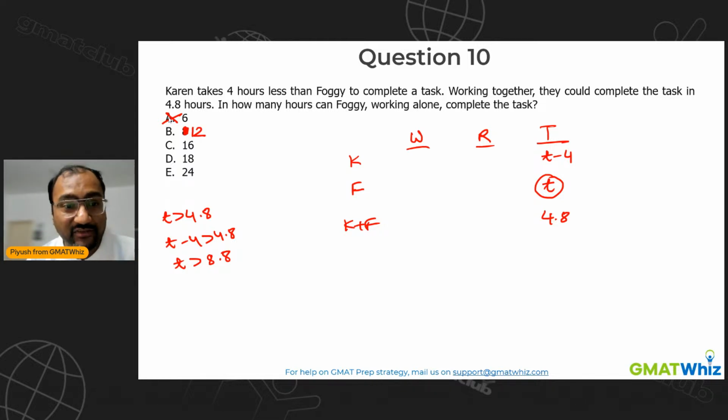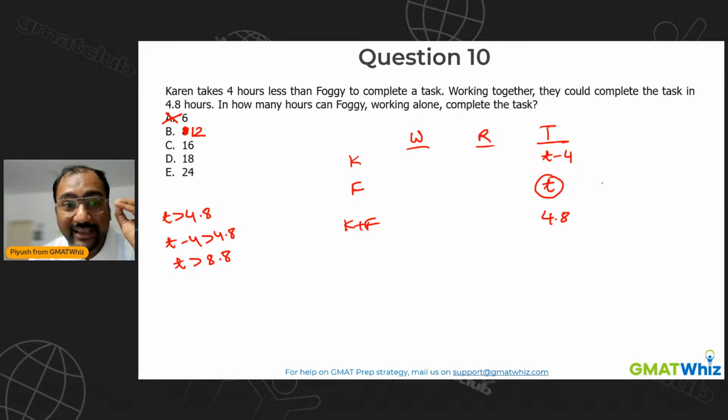Now, I have two choices in front of me. I can use the regular method, assume work as one, do one by whatever, and solve it from there. Or I can use the LCM method. Now, how do I use the LCM method? In the LCM method, we need to have time, whose LCM we need to take. Here, we don't have that. But we do have the options with us.